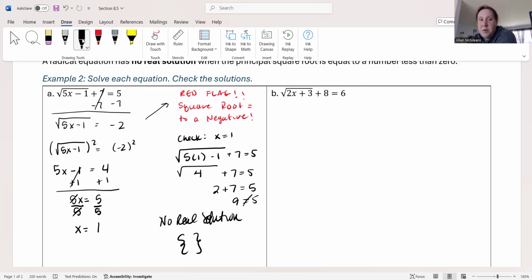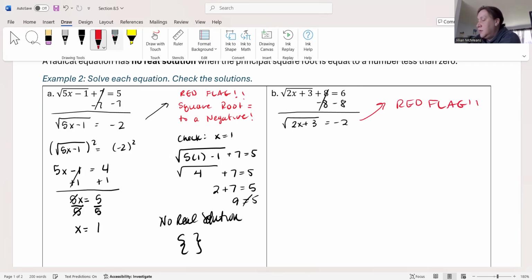Okay, so for part B, we have the square root of 2x plus 3, and then we have plus 8 equals 6. So again, our goal is to isolate the radical. We need to do that by subtracting 8 from each side. Well, 8 minus 8 is 0. 0 plus the radical is just going to be the radical 2x plus 3, and that equals negative 2. So again, red flag. Okay, we have a radical, so we have a principal square root that equals a negative. That can't happen. Remember, the radicand and the root have to be non-negative. But let's go ahead and just finish solving so we can prove it to ourselves.